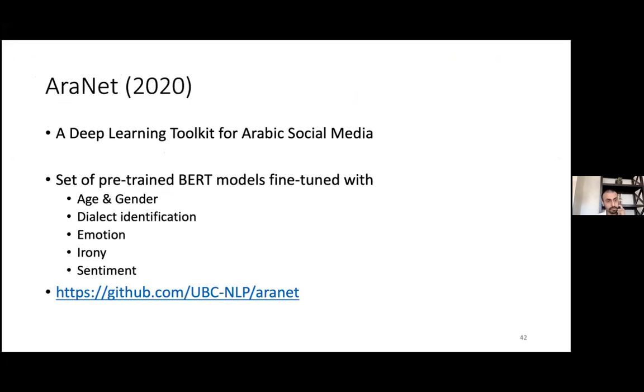The third collection of tools is ARBERT, which was released recently. It's a deep learning toolkit for Arabic social media. It has a set of pre-trained BERT models fine-tuned for age and gender, dialect identification using the Arab Tweet dataset, emotion, irony, and sentiment.